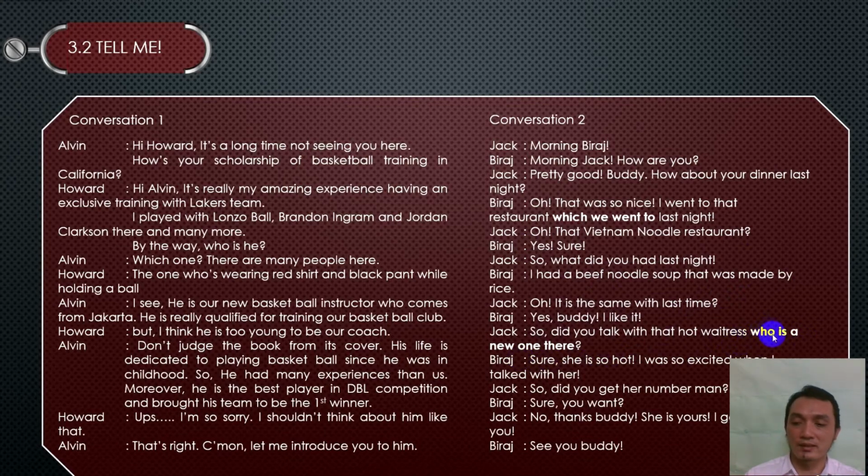So this is called an adjective clause as object. Who is not who somebody. If we put who somebody, it is an adjective clause as object. But if I say who is a new one there, it is called an adjective clause as subject. So that is the analysis of the conversations that use adjective clause and also prepositional phrase.